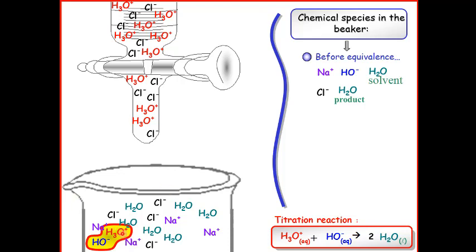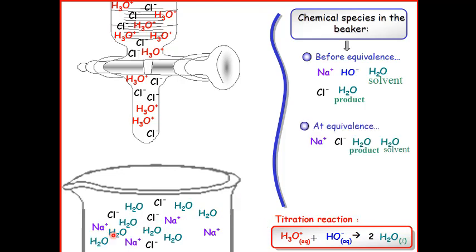This H3O+ will react with the remaining OH-, producing H2O, and Cl- is added. Now here we reached equivalence. Why? Because look in the beaker. Are there any more OH- ions? No. All OH- ions reacted with the H3O+ that were added from the burette.